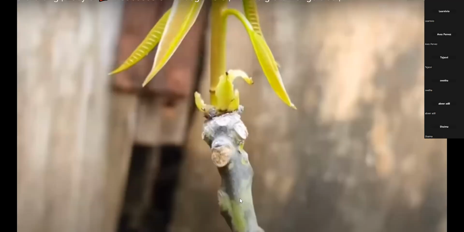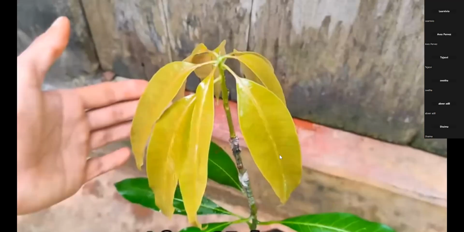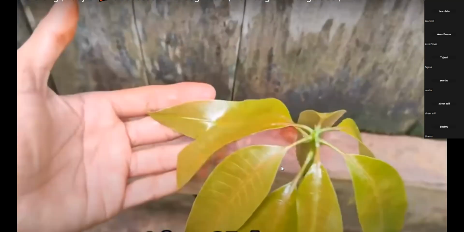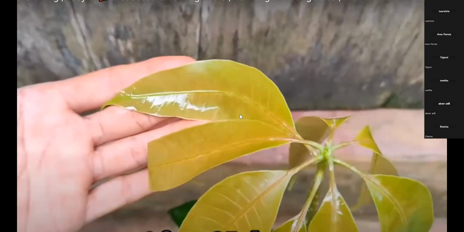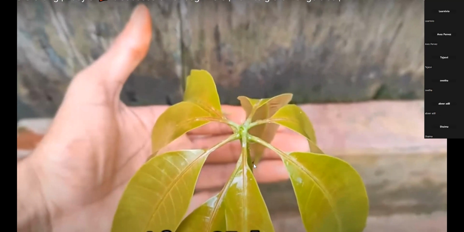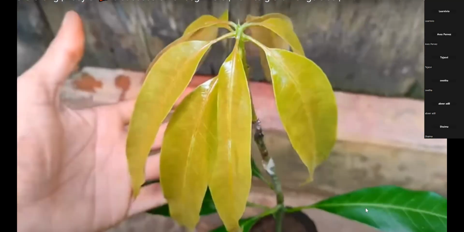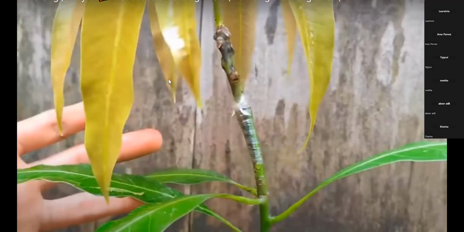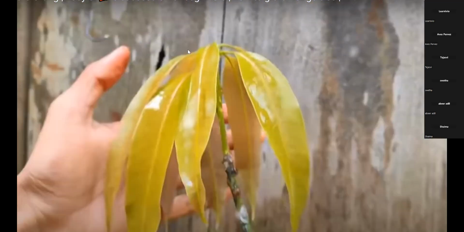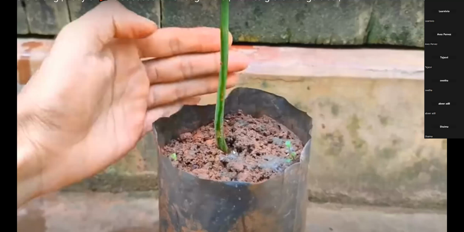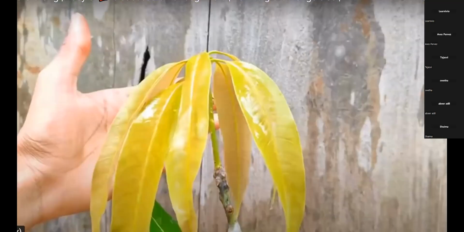So you can check here that this is the top part which was connected, and this is bearing leaves now, and initially it was not bearing leaves. You can check that this plant has different colors of leaves, because it is going to have the characteristics of both the parts. The lower part is going to have only green leaves. You can check it here. And the top part is going to have the leaves of both the colors, because it is going to get the characteristics of both the plants. So this is how we use grafting.